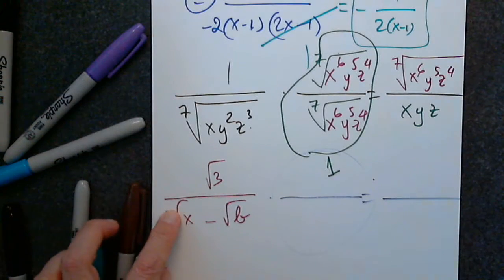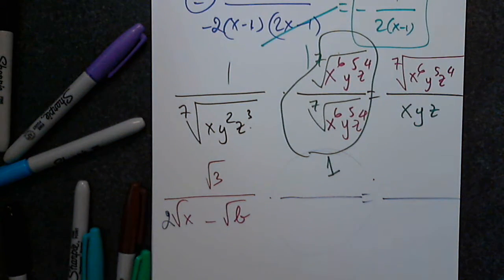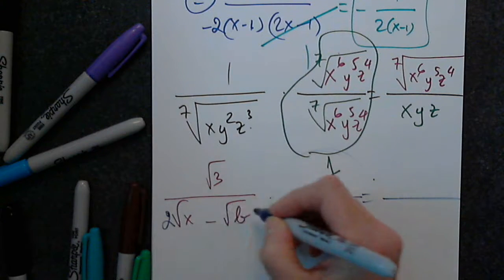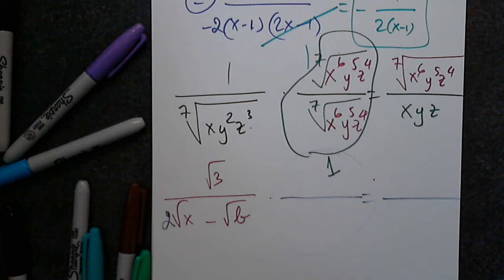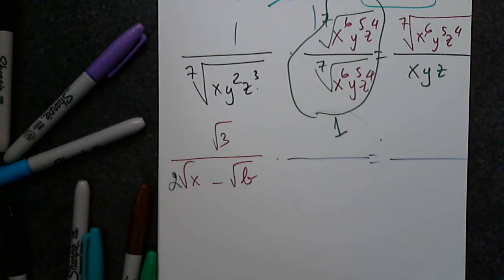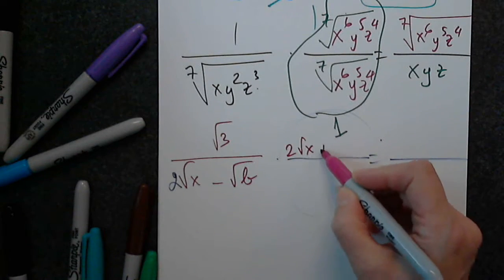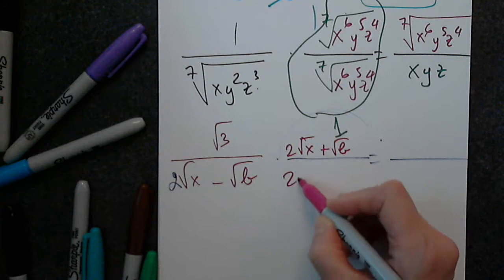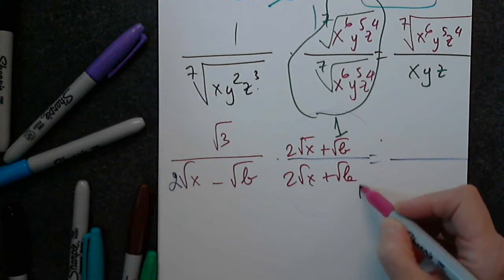You're talking about the index? Yeah, the index is 2, but we don't write it. I just changed the problem a little bit. I thought that you meant that we should have a number somewhere, and I put it in. Okay, what do we multiply and divide by? This is when we multiply by the conjugate. So this is 2 the square root of x, but plus the square root of b. This is still 1.